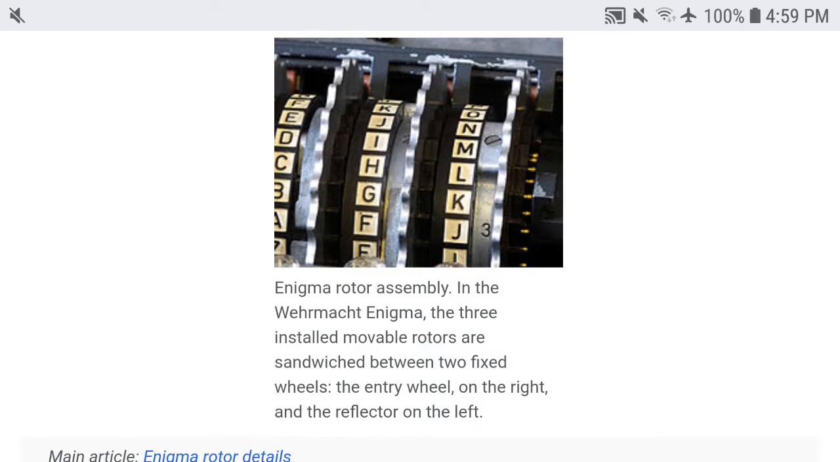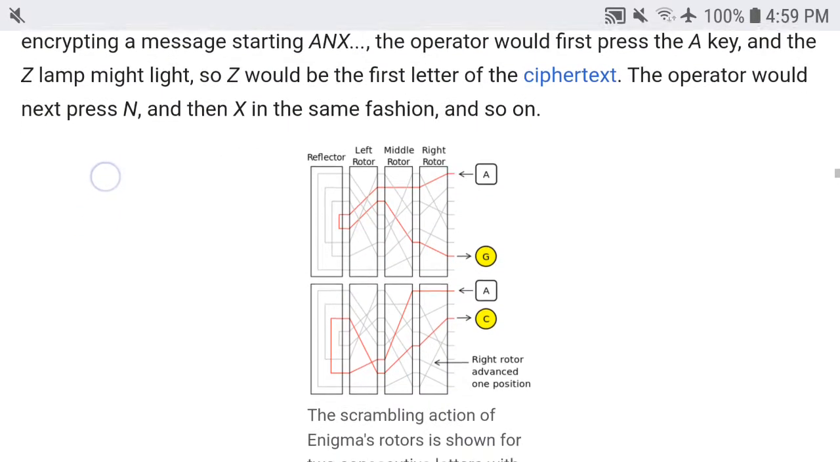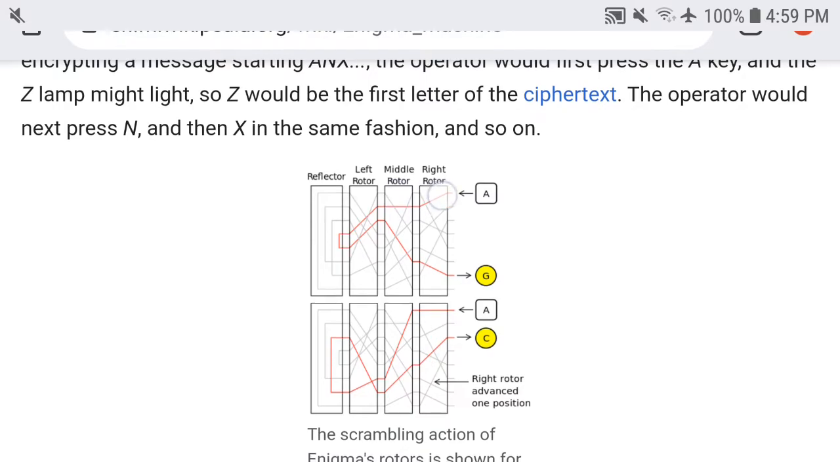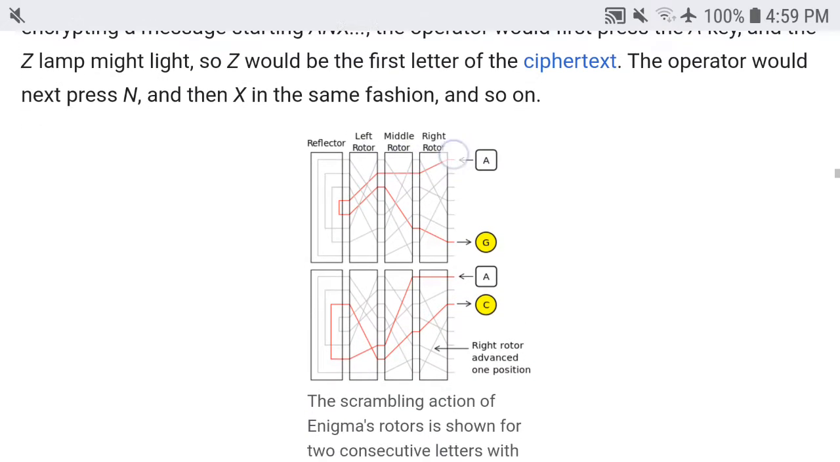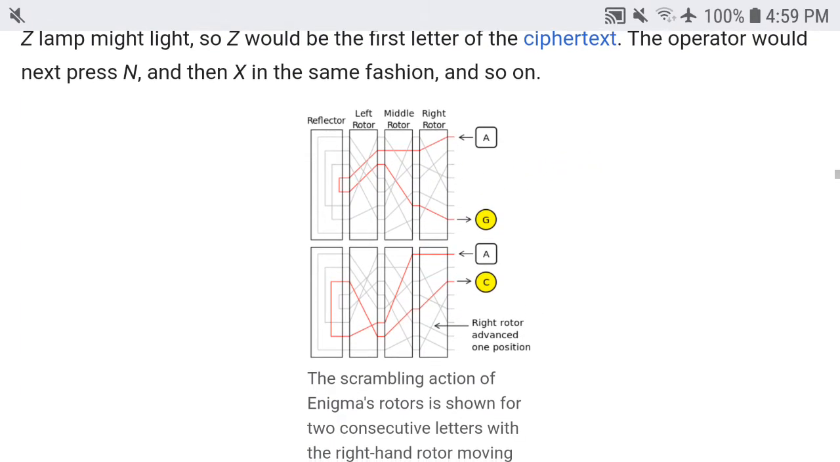Rotor assembly. Okay, the three installed movable rotors are sandwiched between two fixed wheels, the entry wheel on the right and the reflector on the left. Okay, so the reflector is over here, right? So it travels, becomes something else, and then becomes something else, and then it gets reflected back, and then it gets mixed again, and then the output becomes something else.